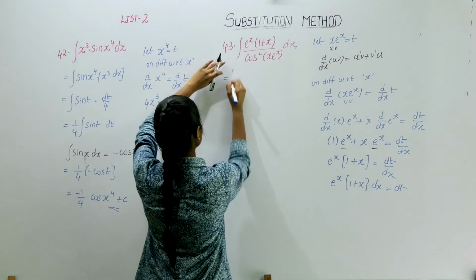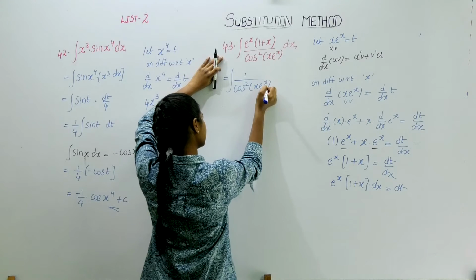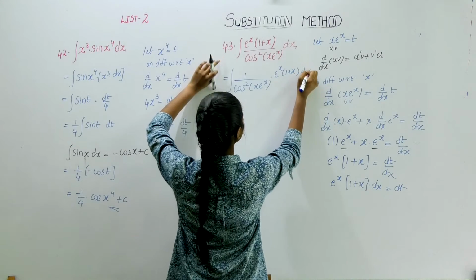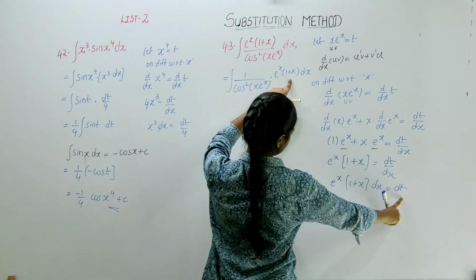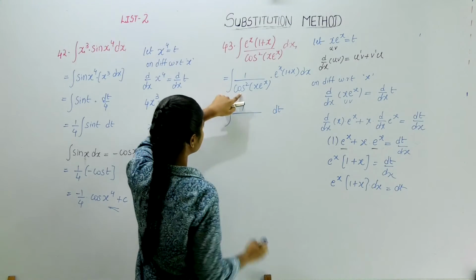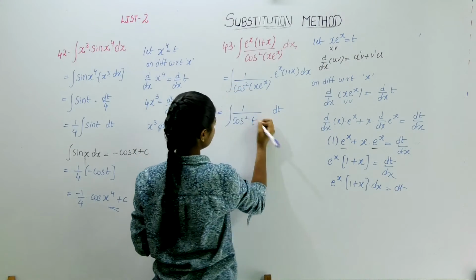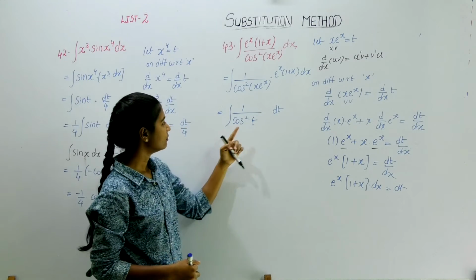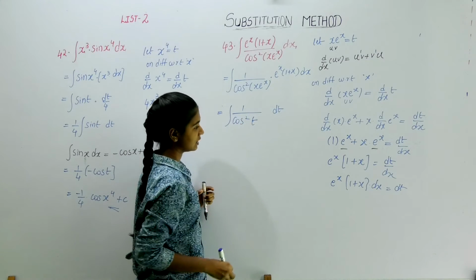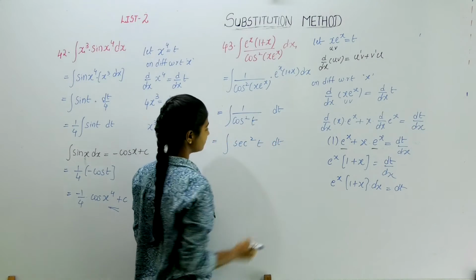In the first step of the solution, let me write 1 by cos square x e power x into e power x into 1 plus x dx. This term we write as dt, integral 1 by cos square, and in the place of x e power x we substitute t. In trigonometry we have 1 by cos as secant. Here we have 1 by cos square t. Then it becomes secant square t dt.